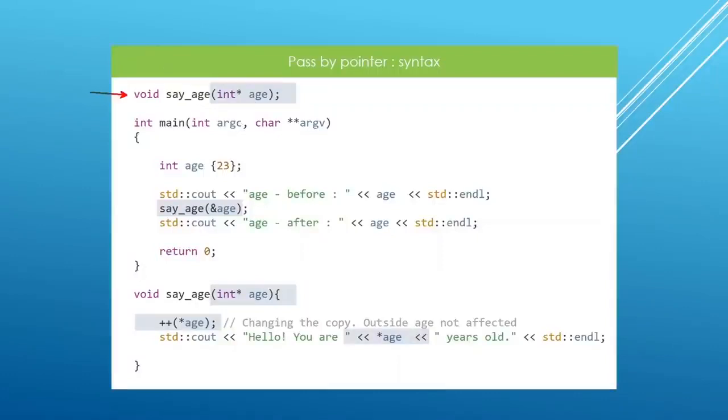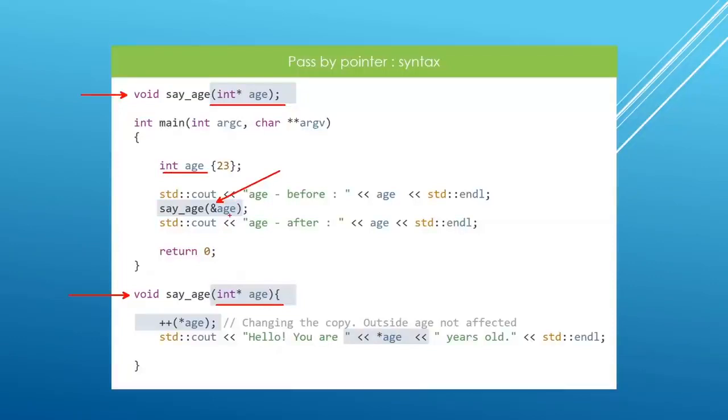Here is a simple example showing the syntax we can use to pass parameters by pointer. On top here we have our function declaration, and down here we have our function definition. And you see that the syntax is the same. We are passing by pointer in the declaration and by pointer in the definition here. And another thing you should be careful about is that when you call a function that passes by pointer, you have to give it an address. And that's what we are doing here. So we are passing the address of our age variable, which is going to be passed by pointer.